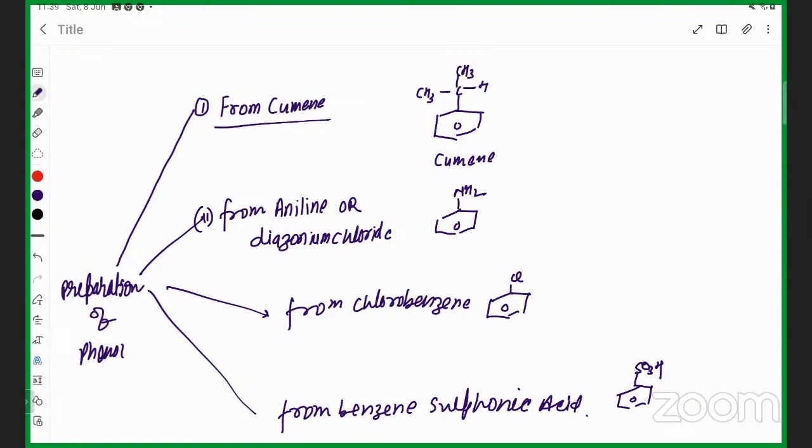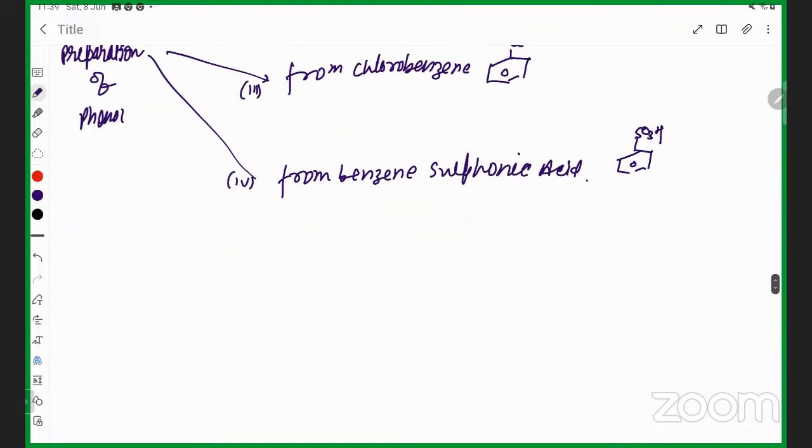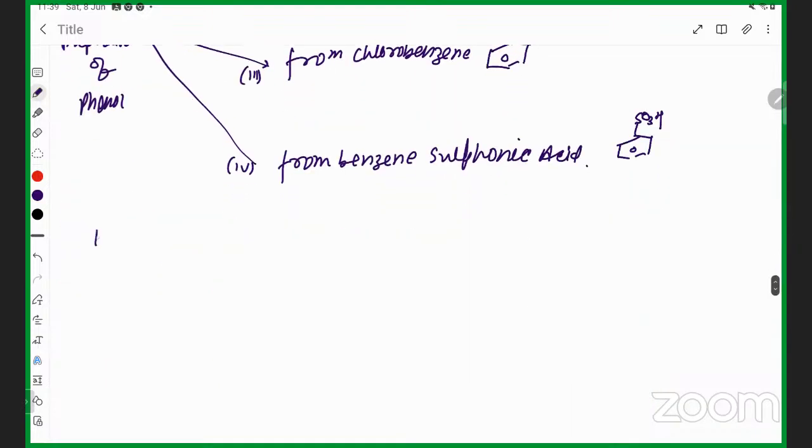Right. So this is the order according to the importance order. The cumene is the most important. Then aniline. These last two are not that much important. So we are writing from cumene.